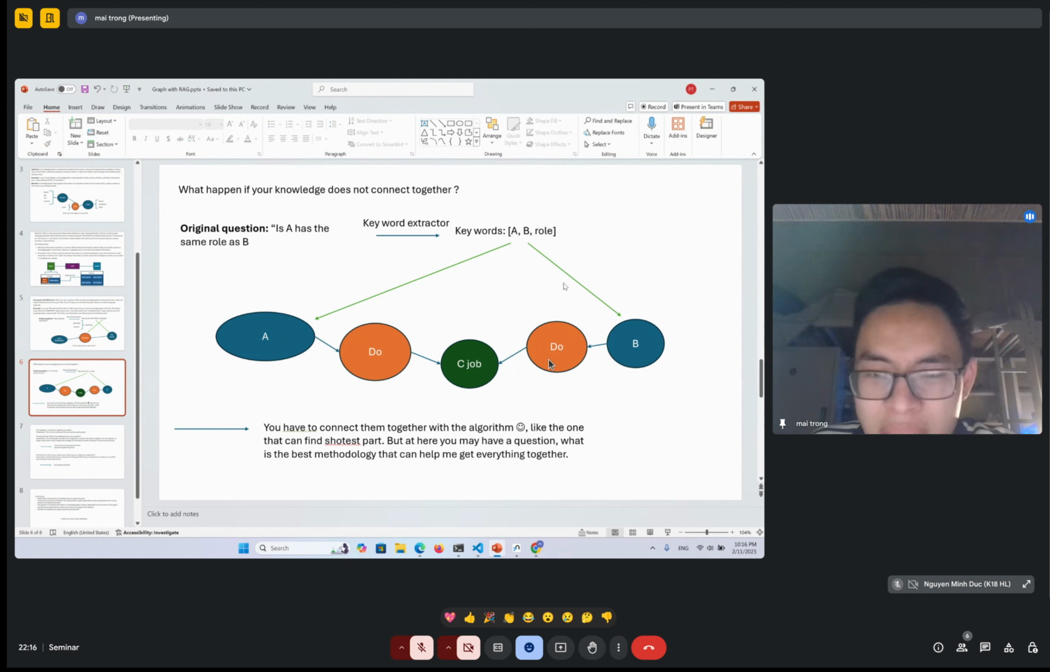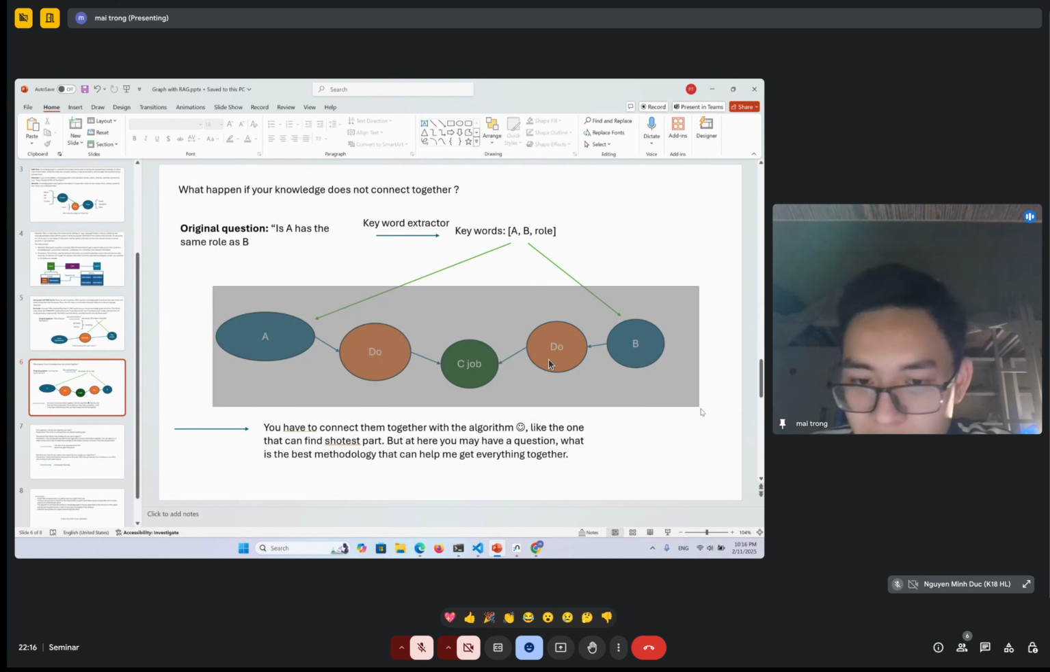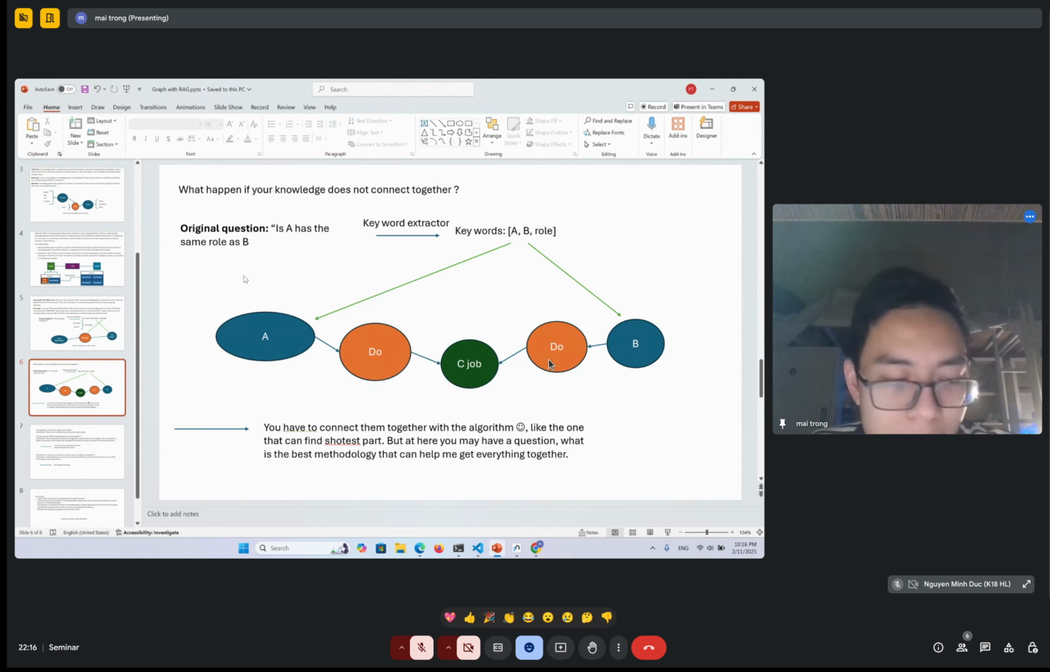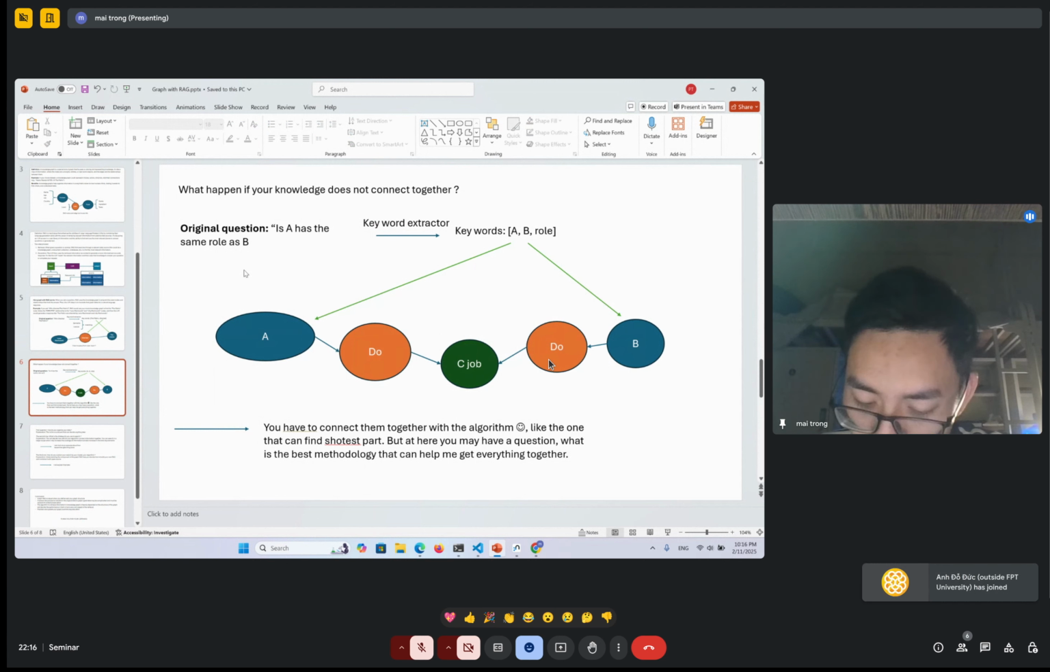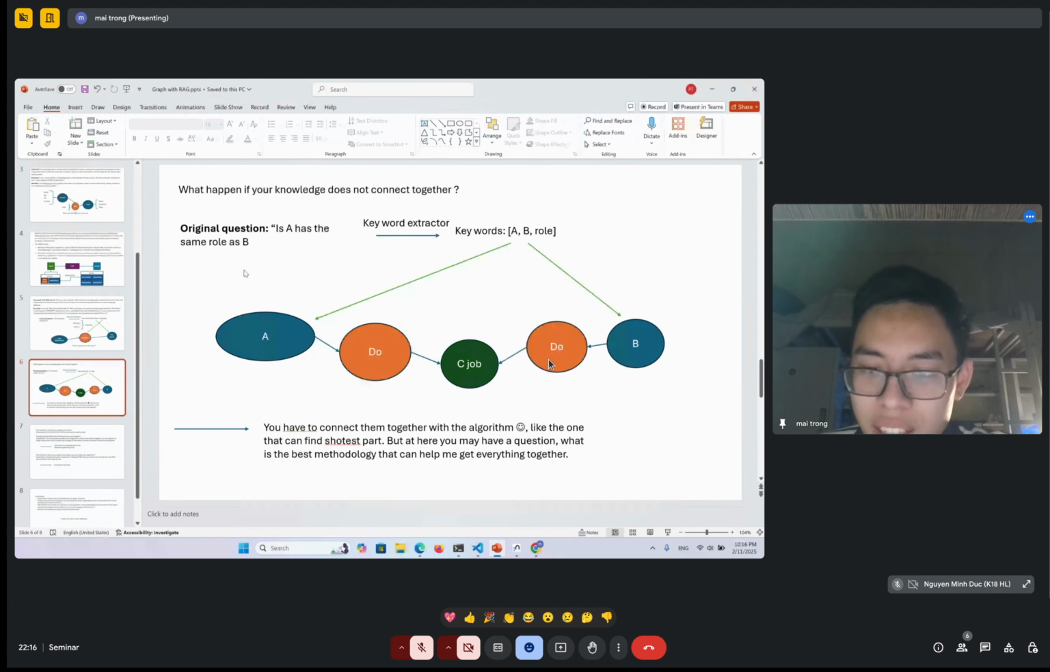So now, when I match, I know A is here, B is here, but they are not connected together, right? What do I do? At this time, it's totally normal. You can use algorithms in a graph to connect two nodes together by finding the shortest path. There are a lot of algorithms that do that. So when you're able to connect all of your information, you have knowledge in a structured way, with the context, connected together.